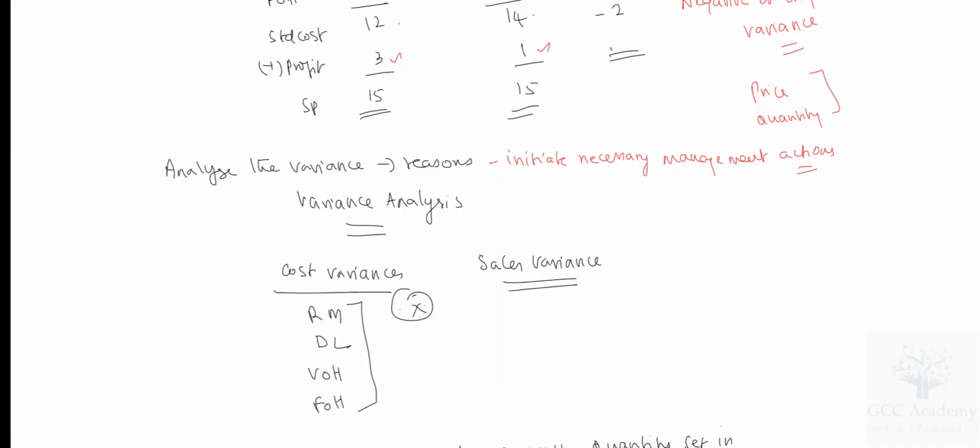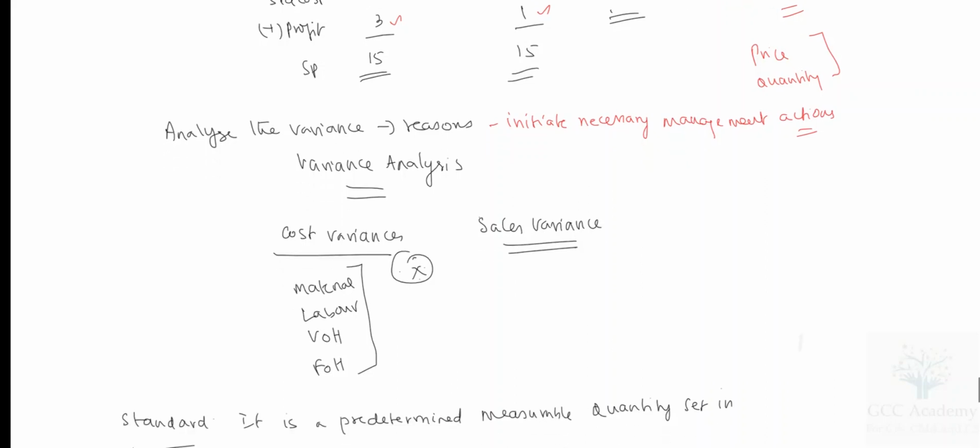I'll call this material variances, labor variances. Material variances and labor variance, variable overhead variance and fixed overhead variance. Then we'll come to the sales variances.